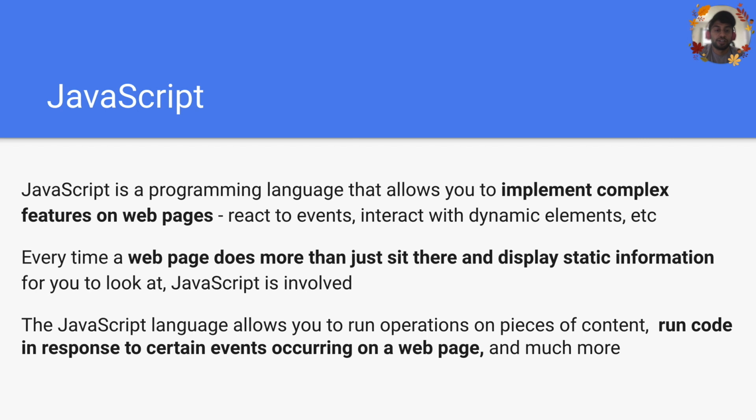It is the third layer of the layer cake that constitutes the front end, the two other layers being HTML and CSS, which we just covered. The JavaScript language consists of some common programming features that allow you to do things like run operations on pieces of content, run code in response to certain events occurring on a web page, and much, much more.